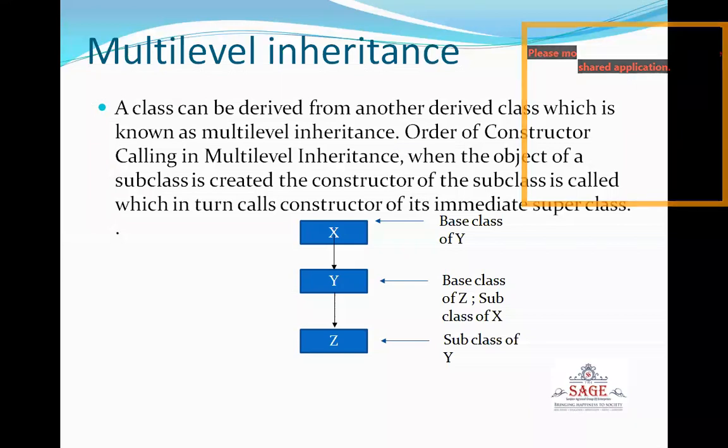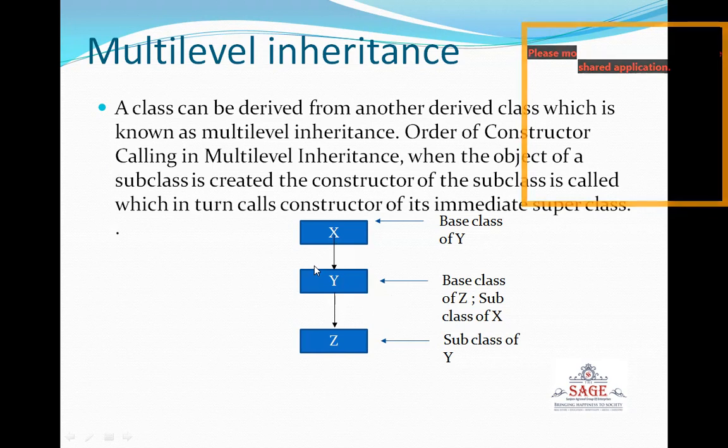Next one is multi-level inheritance. A class can be derived from another derived class, which is known as multi-level inheritance. In this example, you can see there are three classes. First is X, second one is Y, and third one is Z. So the properties of X transfer to Y, and the properties of Y transfer to Z. So this is called the example of multi-level inheritance.